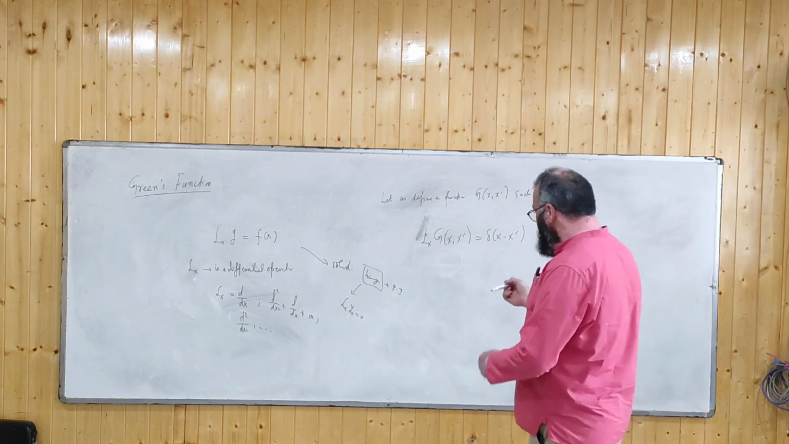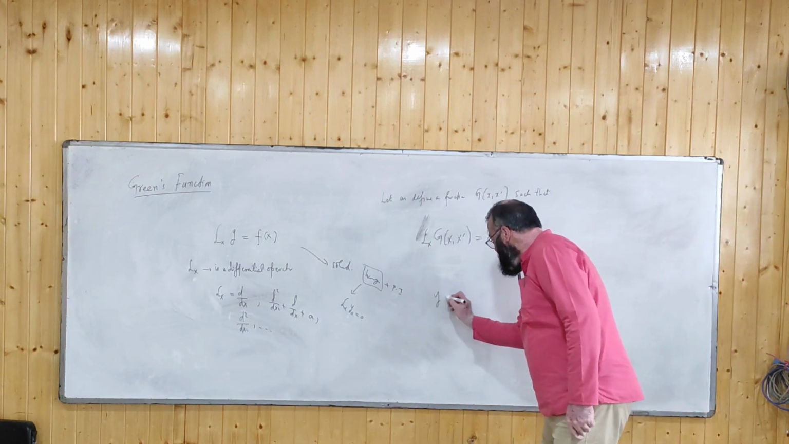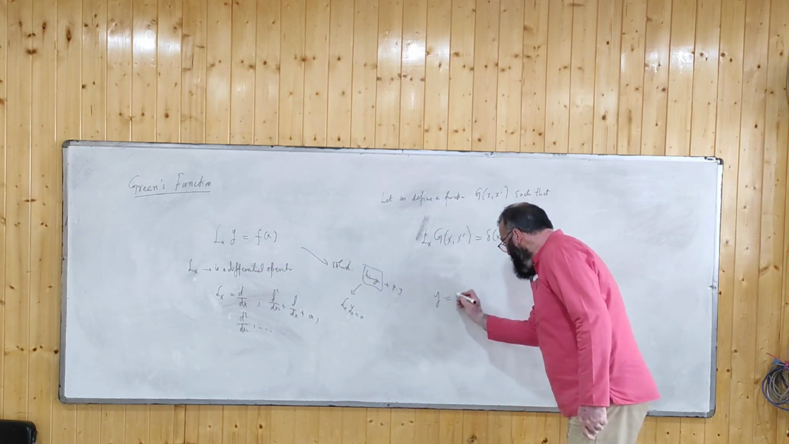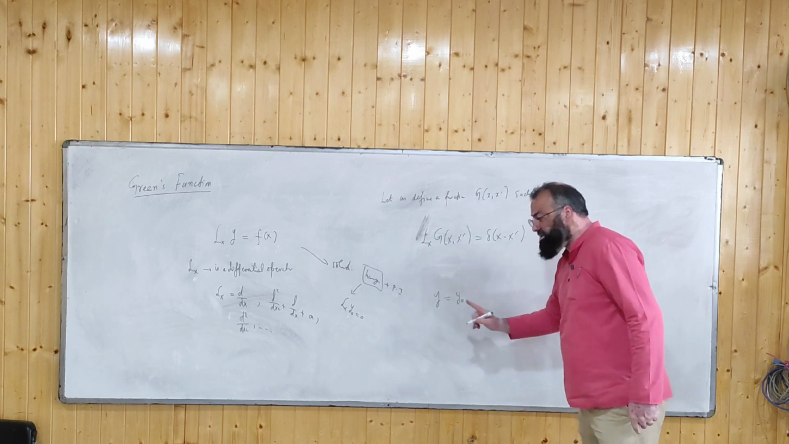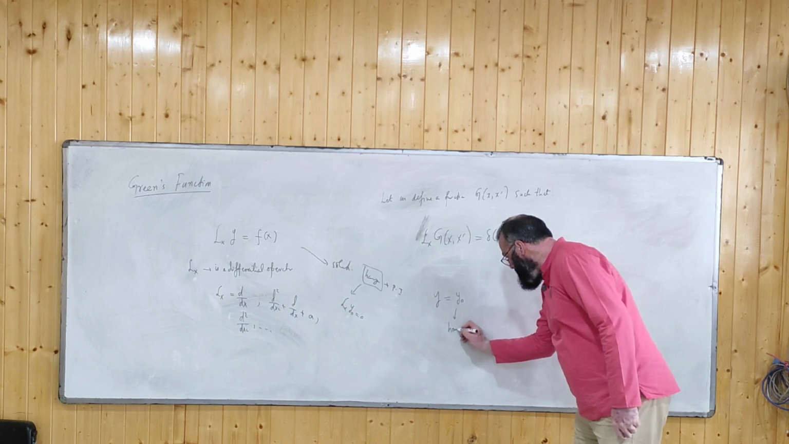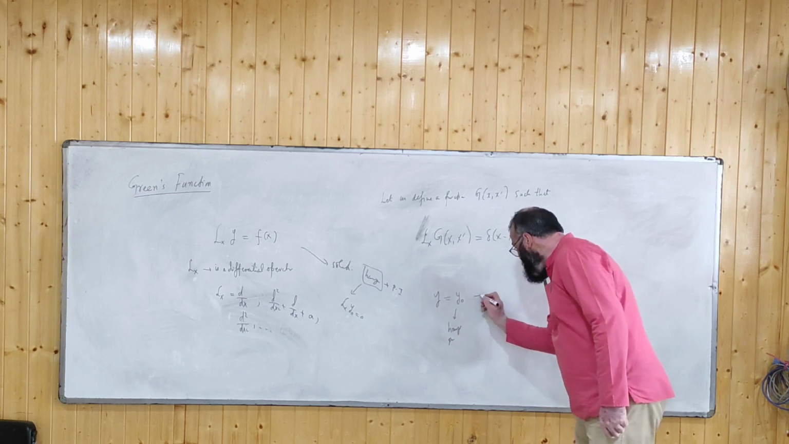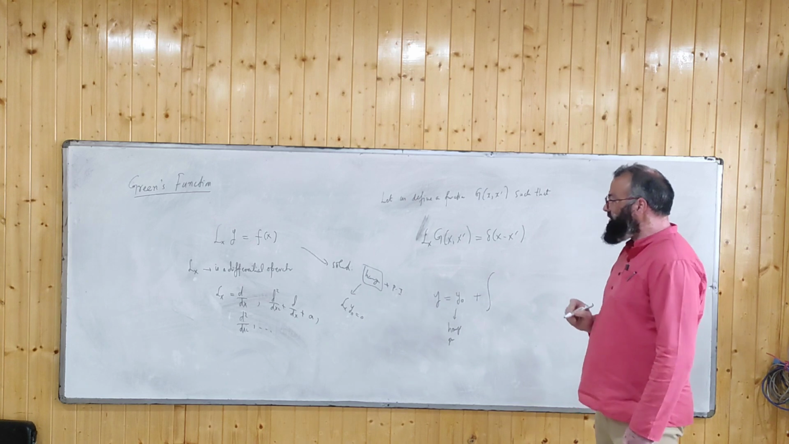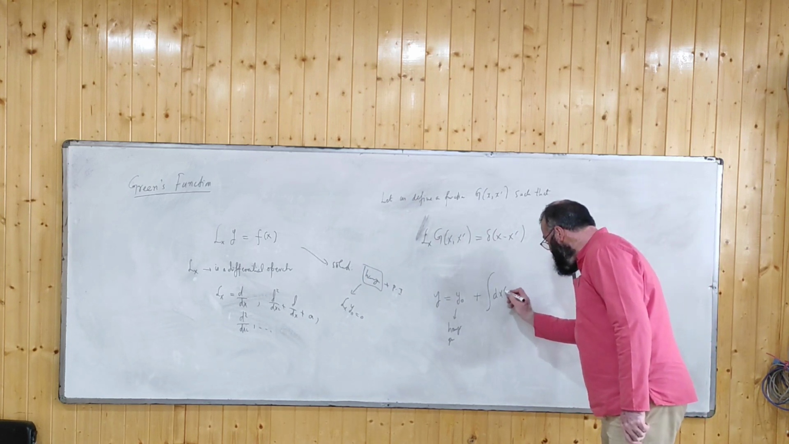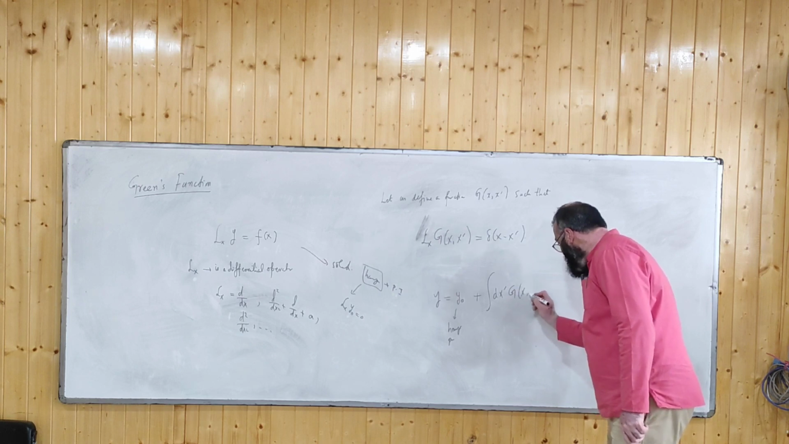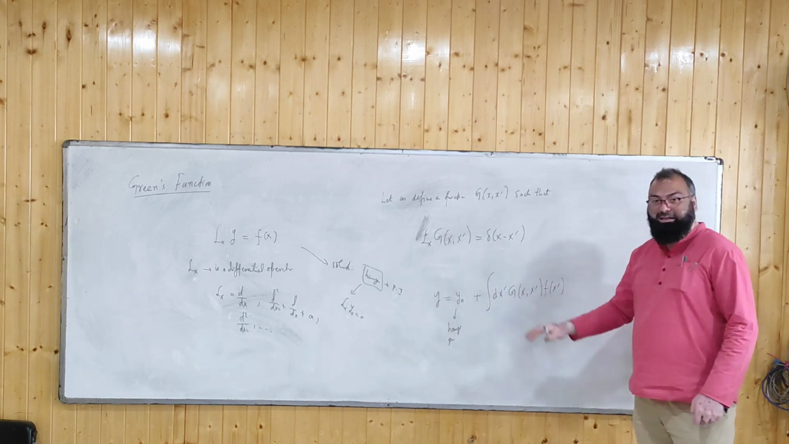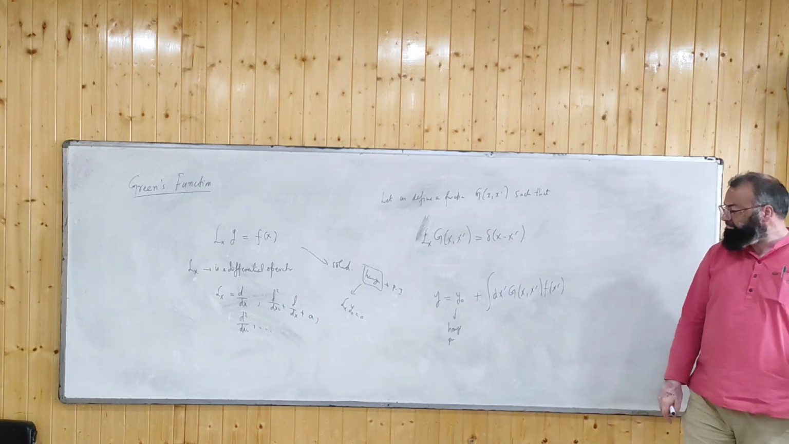So let me now write the solution corresponding to this differential equation: y is equal to y naught, the homogeneous part, plus the part corresponding to the inhomogeneous term, what we call the particular integral. You write it like this: the integral of dx prime, g of x x prime, f of x prime. Now let's check whether this is really a solution or not.